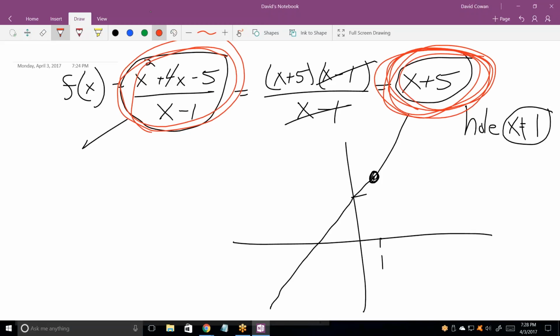But there is a difference. This function right here has a hole. X can never be 1. Whereas this function over here on the right doesn't really have a hole. There's no hole there. But if I'm going to graph this function on the left, I've got to allow for that hole.